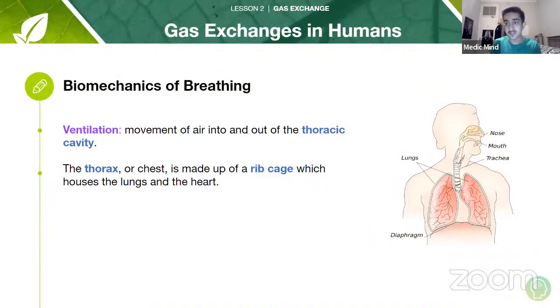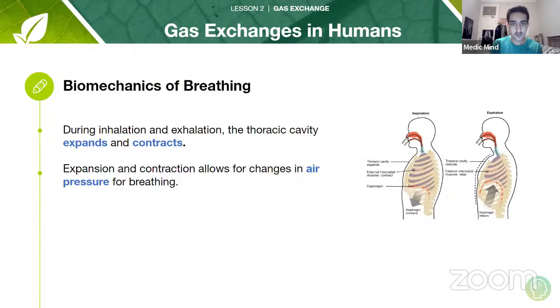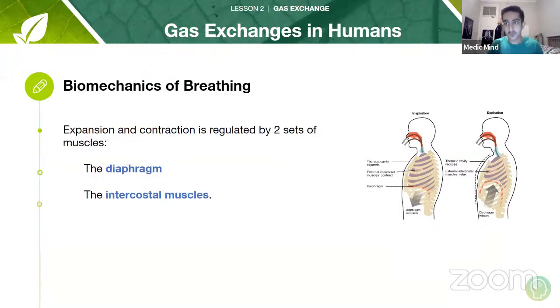Okay, we'll talk about this because this is really important. It's ventilation, the movement of air into and out of the thoracic cavity. The thorax or chest is made up of a rib cage, which houses the heart and the lungs. Remember, during breathing, inhalation and exhalation, the thoracic cavity expands and contracts. Expansion and contraction allows for changes in air pressure from breathing. This is really important, so the best way to think about this is to try and imagine what's happening.